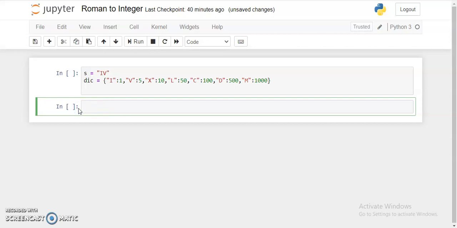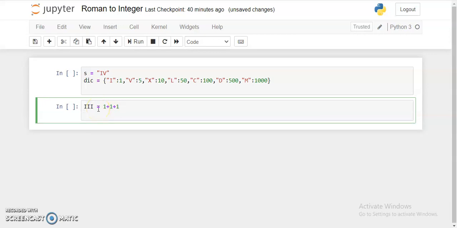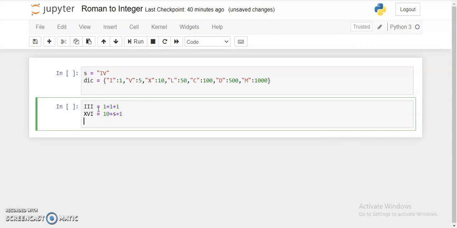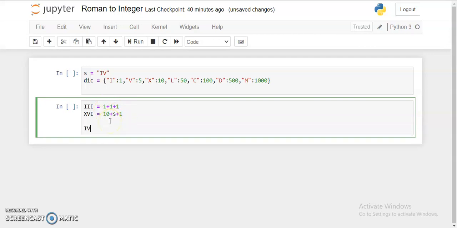What can I say about III? It can be 1 plus 1 plus 1. And what can I say about XVI? That would be 10 plus 5 plus 1. I hope you got the clarity on what I did here. Now for the representation IV, I will do 1 plus 5, that is 6, minus 2 into 1. So it would be 4. We are going to solve these kinds of problems like this.